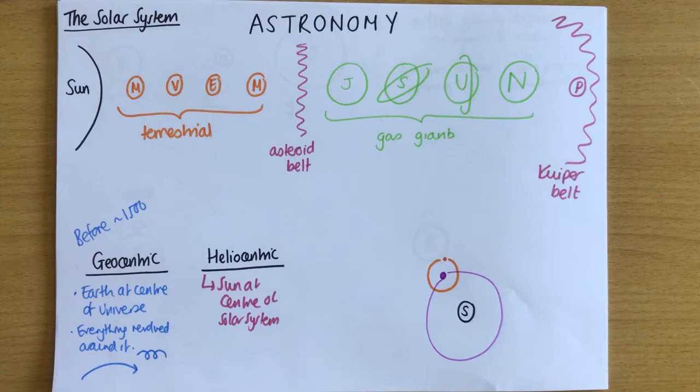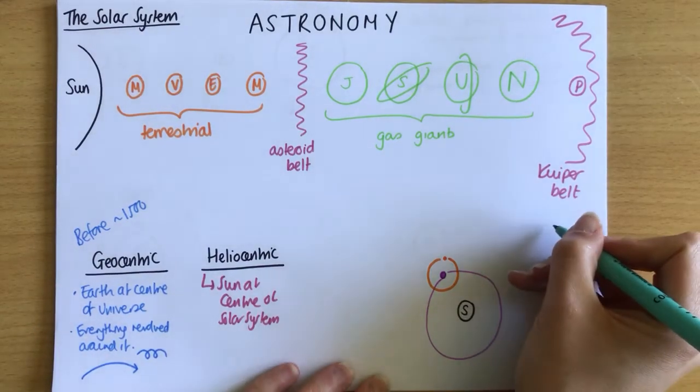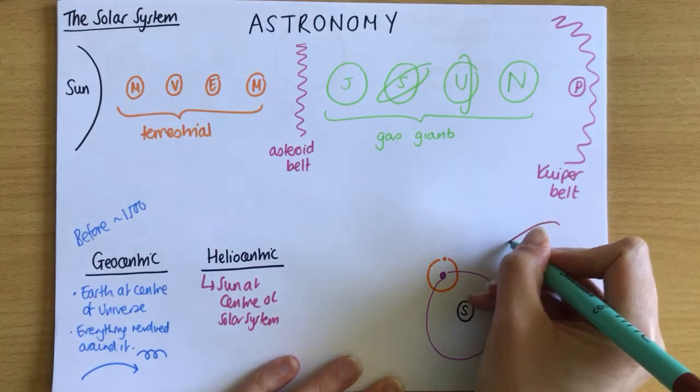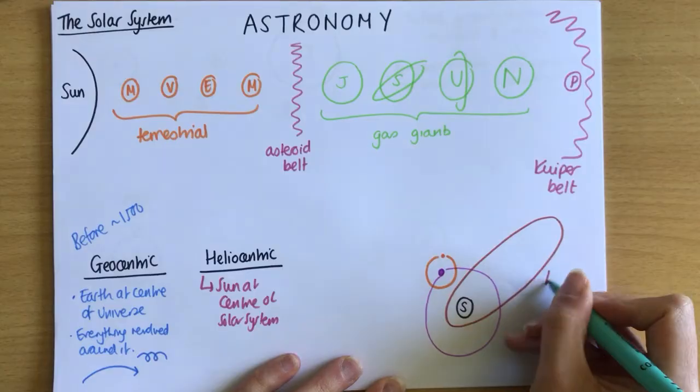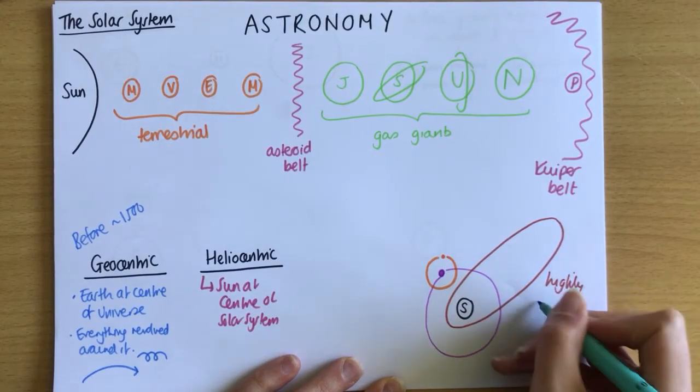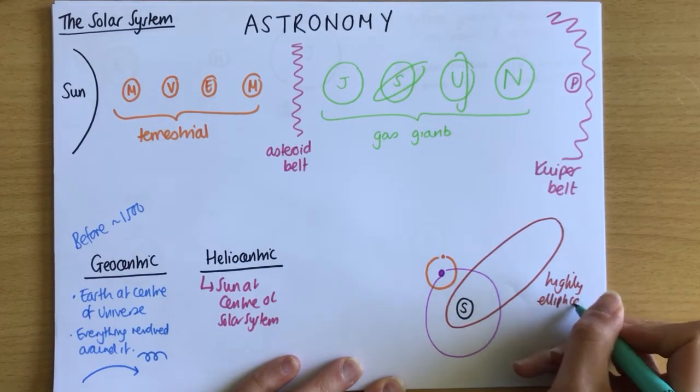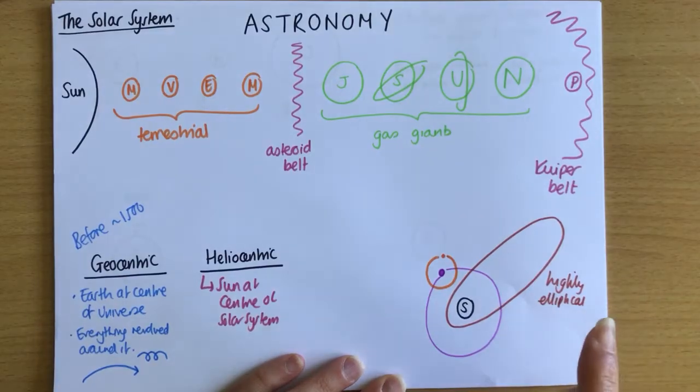There's one more orbit we need to know about, and that is the orbit of comets. Now, comets are not asteroids. Asteroids are lumps of rock. Comets are collections of frozen rock and gases that are held together by the frozen gases, and things like frozen nitrogen, etc. And comets have got very, very elliptical orbits. So comets have an orbit that looks like this. We say that they're highly elliptical.